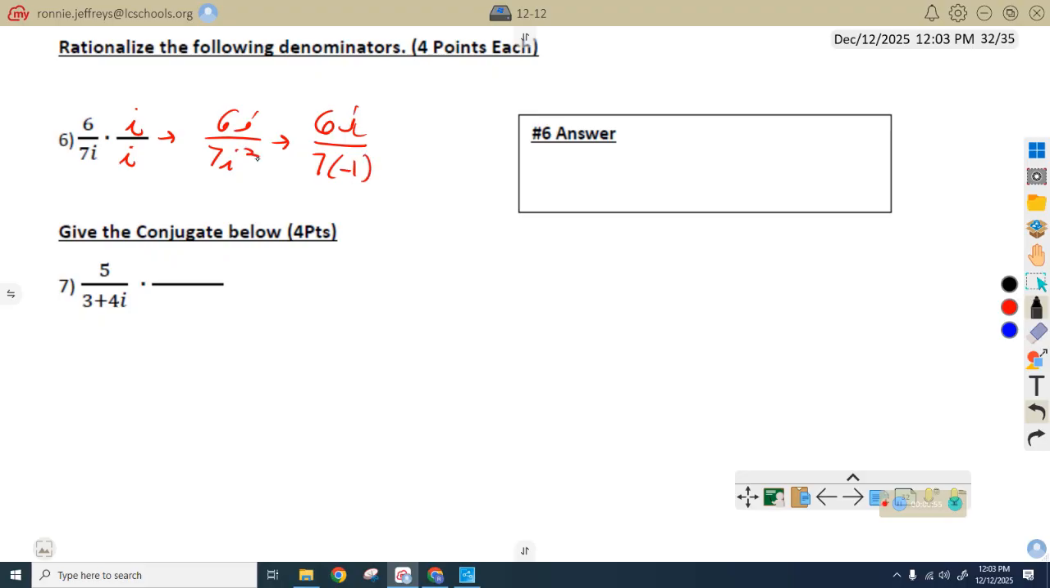Okay, so sorry, that was supposed to be 7i squared. So my answer. Notice, I'm only writing my answer in my answer box, not all of my work.